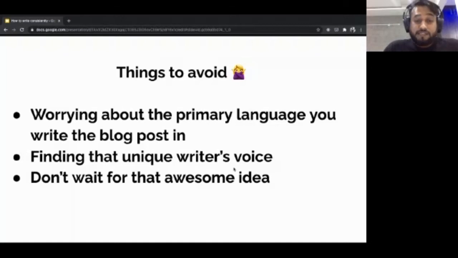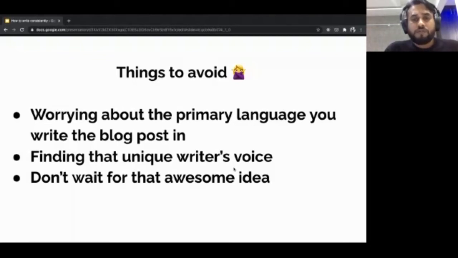Writing is a skill. We need to work on it. The more we write, the more we publish, the more we get used to it, the more we will find our own writer's voice. We'll find the way we think, the things we like to write in a particular manner, and the way we don't.